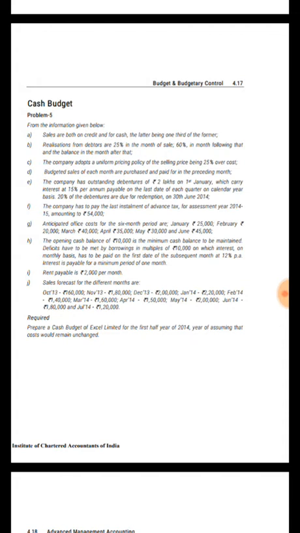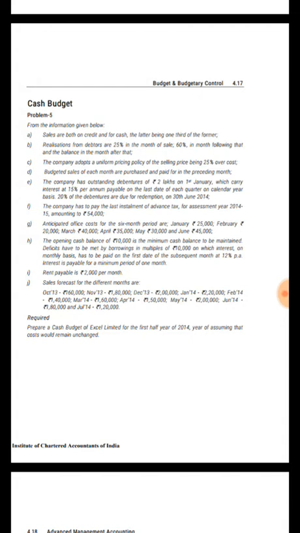The company has outstanding debenture of 2 lakh on 1st January, which carry interest at 15% per annum, payable on the last date of each quarter on calendar year basis. 20% of the debentures are due for redemption on 30th June 2014. Very simple point. 2 lakh worth of debentures are outstanding, on which 15% interest is payable quarterly, and 20% of the 2 lakh is due for redemption on 30th June.